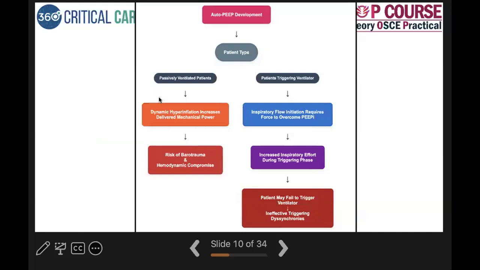And when the auto PEEP develops in a patient who is sedated, paralyzed on a mechanical ventilator, the dynamic hyperinflation is going to increase the delivered mechanical power. There is going to be a risk of barotrauma, and this in turn will act on the heart-lung interaction and can worsen the hemodynamics, as we discussed in the previous class. If suppose the patient is triggering the ventilator, he has to put in a lot of effort to even trigger the next inspiratory cycle, right?